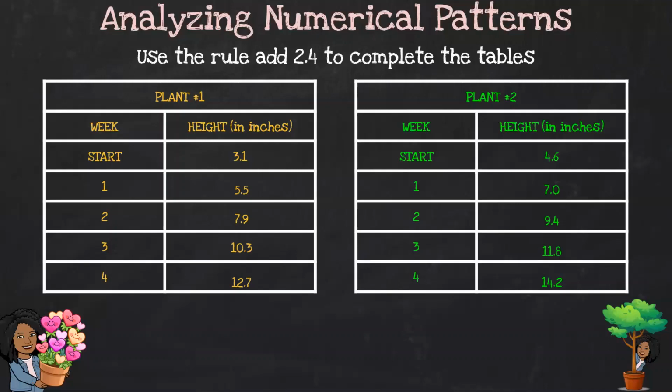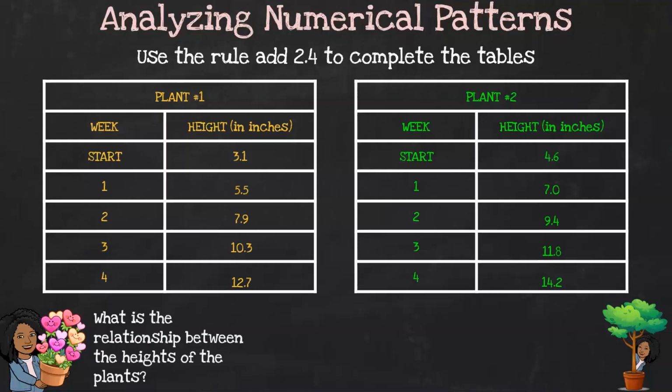This is pretty simple. We just analyze the patterns, and if we're given a rule, we apply the rule to the numbers that they give us in order to make a number sequence. And we'll see the pattern within the number sequence. Many times when you solve these type of problems, you'll have to figure out this question. What is the relationship between the heights of the plant, or the relationship of whatever it is you're comparing?